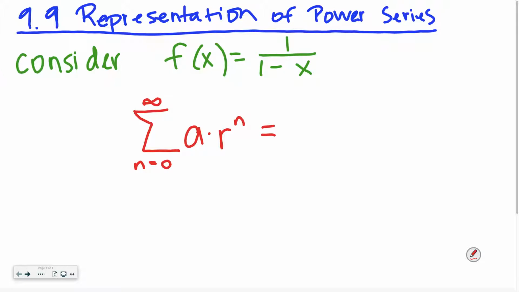What is this sum? If the absolute value of r is less than 1. So does 1 over 1 minus x follow a similar pattern to a over 1 minus r?